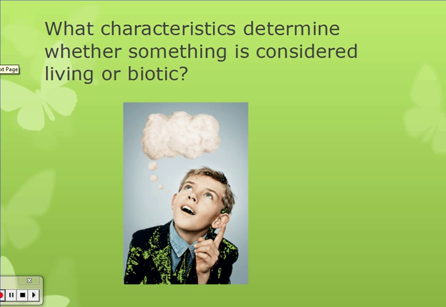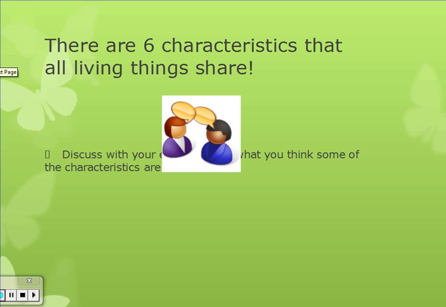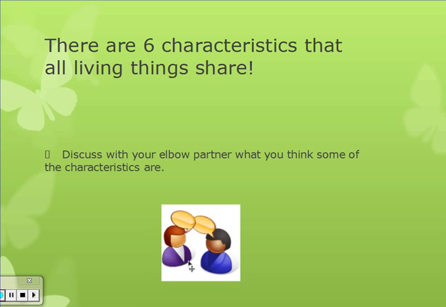Today's essential question is, what characteristics determine whether something is considered living or biotic? There are 6 characteristics that all living things share. Discuss with your elbow partner what you think some of the characteristics are.